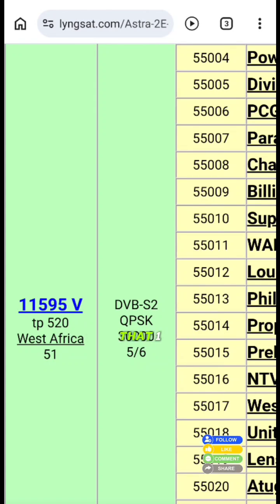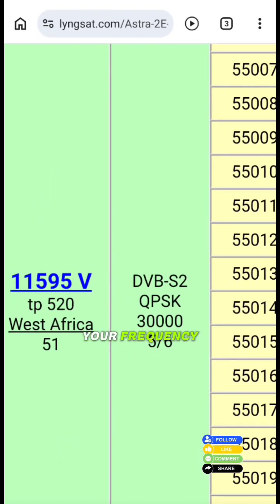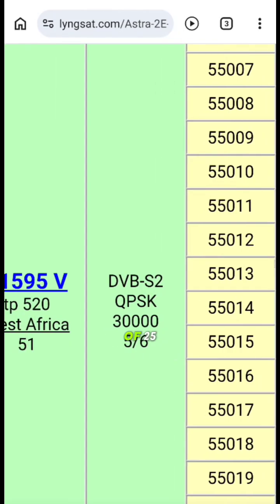11,595V, 30,000. That is the combination of what? Your frequency. The V is the polarization. Then 30,000 is the symbol rate. So if you have a symbol rate of 30,000 versus 25, 30,000 can carry more signal. You can have more channels in it than 125.